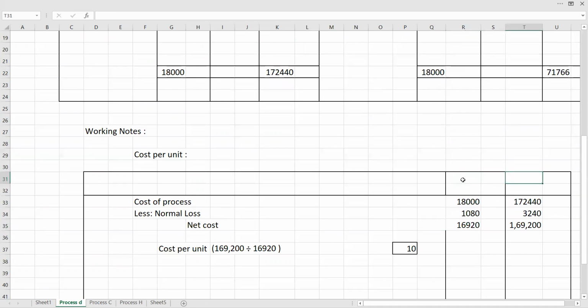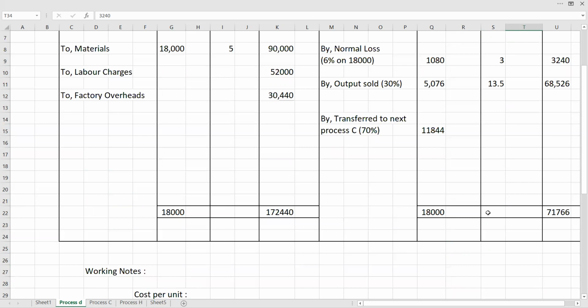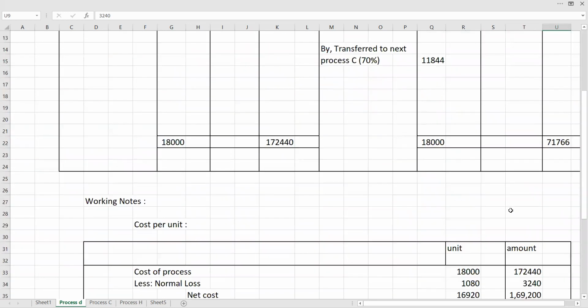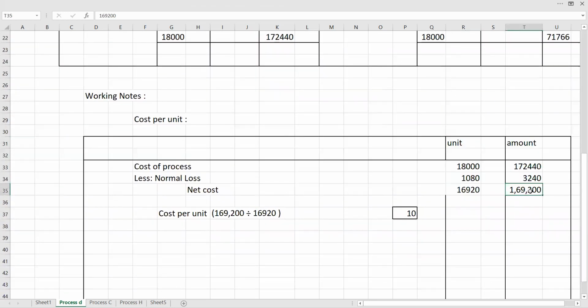Same in the amount column. See, here is units and here is amount. In amount column, cost of the process 1,72,440, and the cost of normal loss is 3,240. See here, we have already calculated this, and the answer is 1,69,200. So cost of the process less normal loss, we can get net cost.